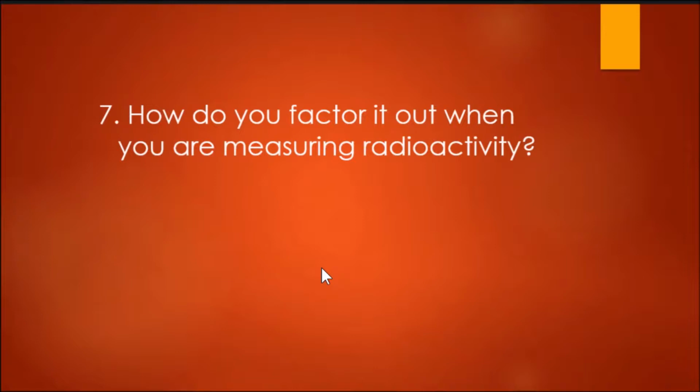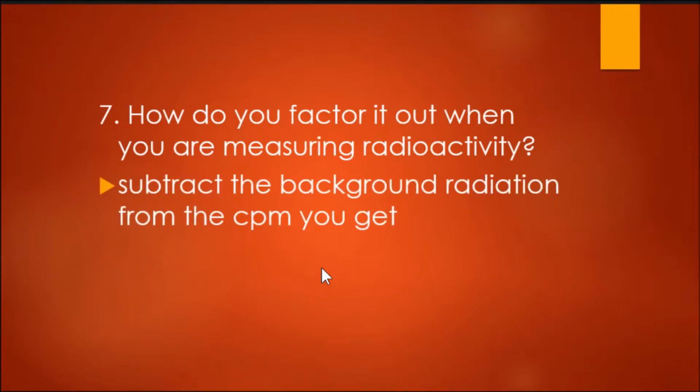How do you factor it out when you're measuring radioactivity? We just subtract it out. So if we try to determine how radioactive Jasmine is, and she reads 25 counts per minute consistently for a 10-minute count, and we find that background radiation on the average is 24, guess what? She's not radioactive. It's just the background radiation. Where this would become more significant is if you're measuring something and it's 10,563 and the background radiation is 24. You could say, well, of that 10,563, 24 of it is background. Subtract it out.